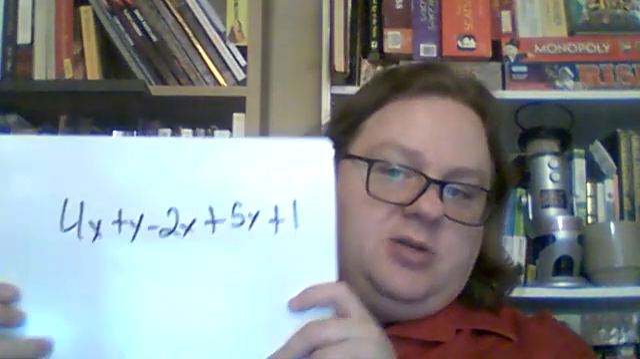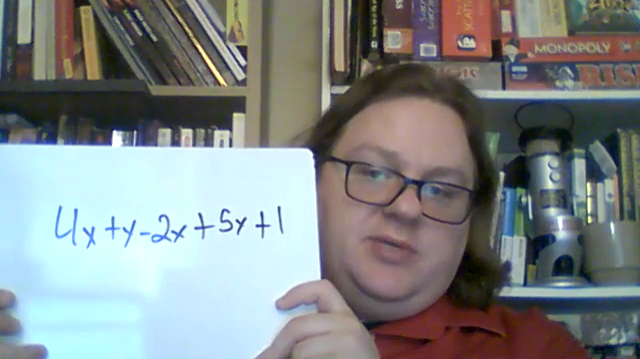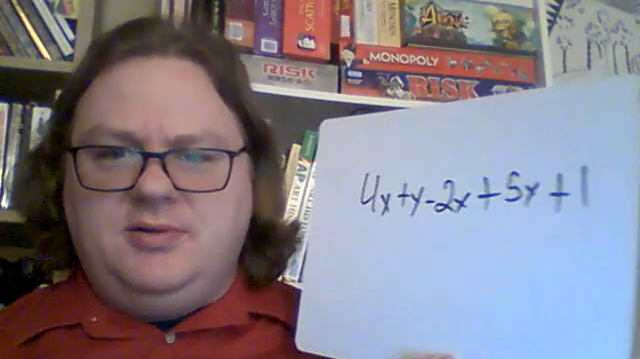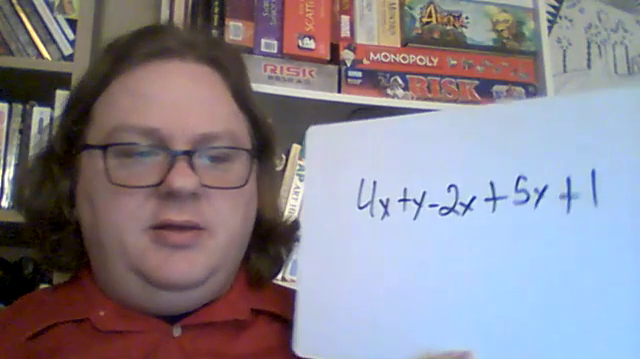Okay, now that we've got the terminology out of the way, we're going to go 4x plus y minus 2x plus 5y plus 1. We're going to combine like terms and simplify this down to its simplest form.